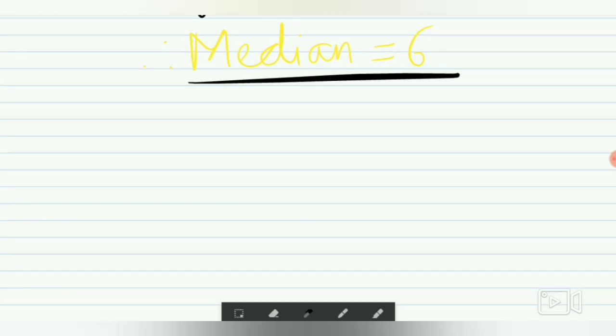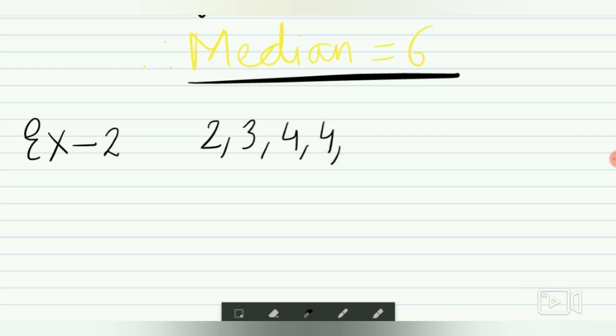And for the second example, if the number of data is even, then what to do? It's very easy. Let's take the second example. The data I am taking is 2, 3, 4, 4, 5, 7, 7, 9, 10, 12. Sometimes it is given arranged, and sometimes it is not arranged. So the first step is always to arrange the data. Here this is ascending order, smallest to largest, already given.